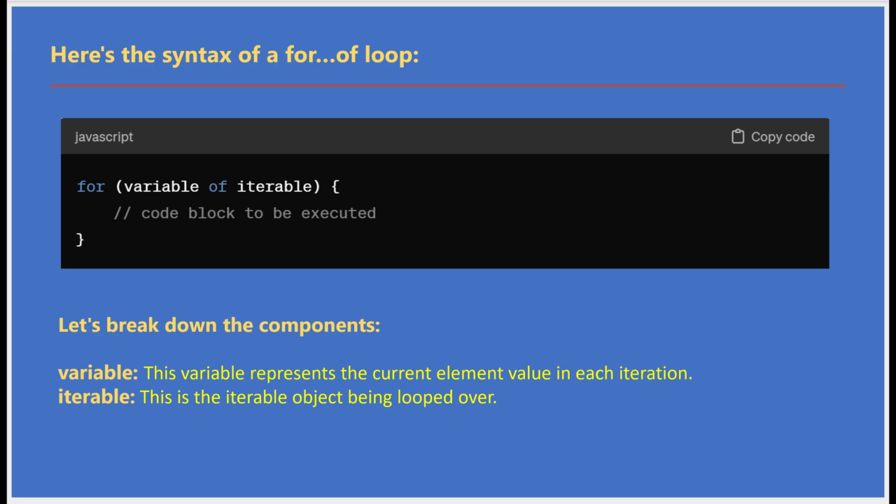So what does a for-of loop look like? Picture this. You write for followed by parentheses. Inside these parentheses, you declare a variable. This will represent the current element value as you loop through. Next, you write of, followed by your iterable object. Finally, you add curly braces, and within these you write the code block to be executed for each iteration.